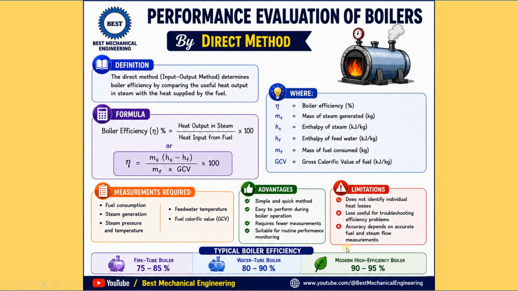These are the advantages, disadvantages and various parameters. These are the typical boiler efficiencies. Suppose a fire tube boiler is there, then the efficiency is 75 to 85%. For water tube boilers, it is 80 to 90%. And for the modern high efficiency boiler, the efficiency is 90 to 95%.